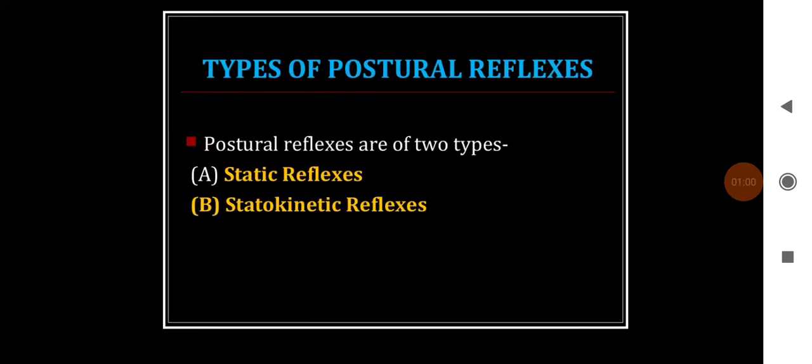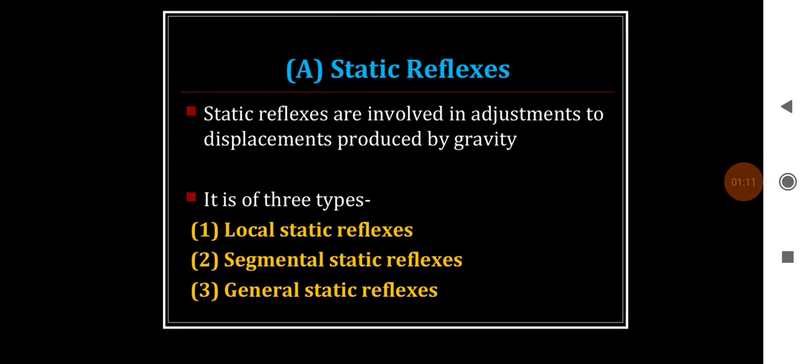What are the different types of postural reflexes? Postural reflexes are of two types: static reflexes and statokinetic reflexes. Static reflexes are involved in adjustment to the displacements produced by gravity. They are of three types: local static reflexes, segmental static reflexes, and general static reflexes.